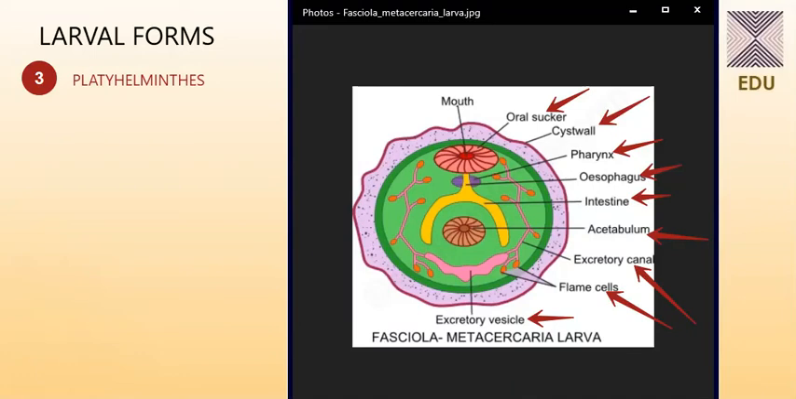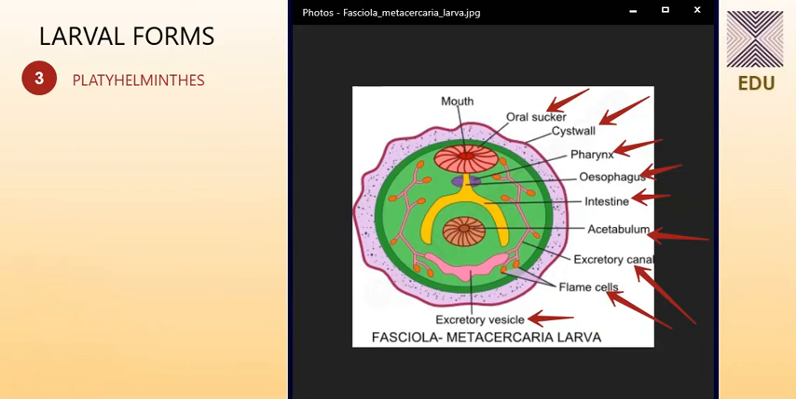So students, these were the 5 forms of the larvae in the case of the Fasciola hepatica. First was the Miracidium, then the Sporocyst, then we have the Redia, then we have the Cercaria, and then we have the Metacercaria larva.